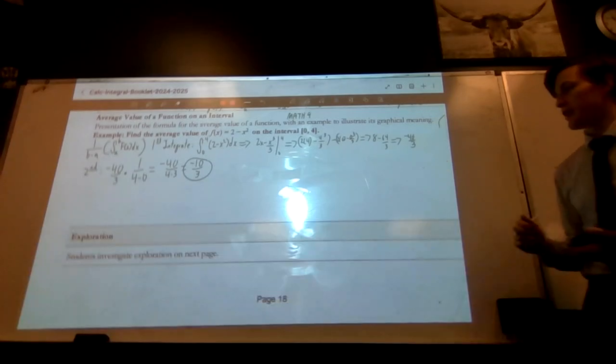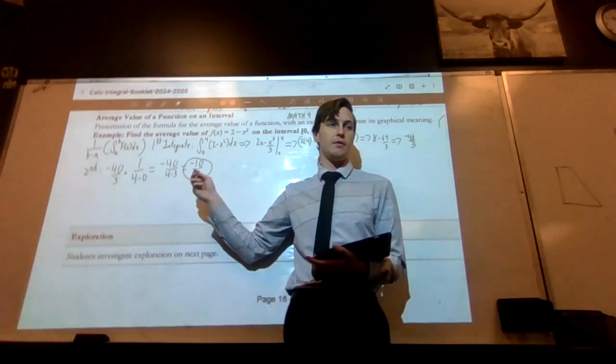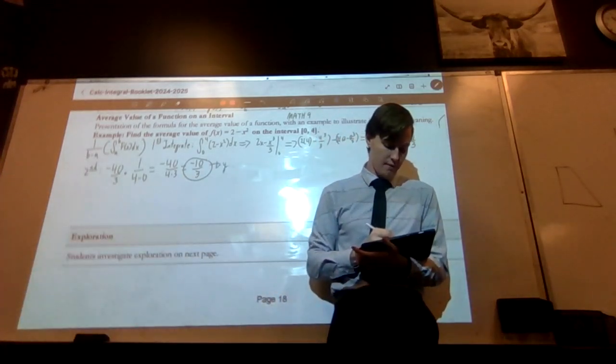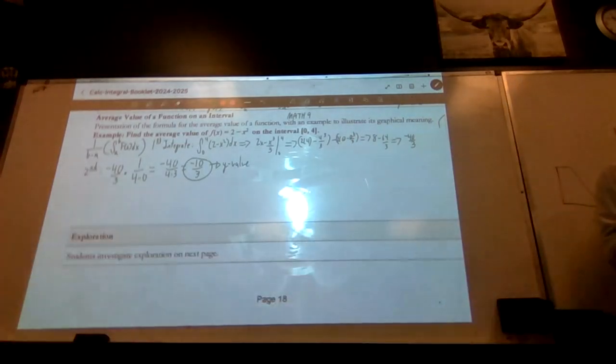One thing to note here is that negative 10 over 3, is that our x value or our y value? This is the y value. So if I ever asked you, find the x value. Yes, question? Why are you plugging in 4? For where?